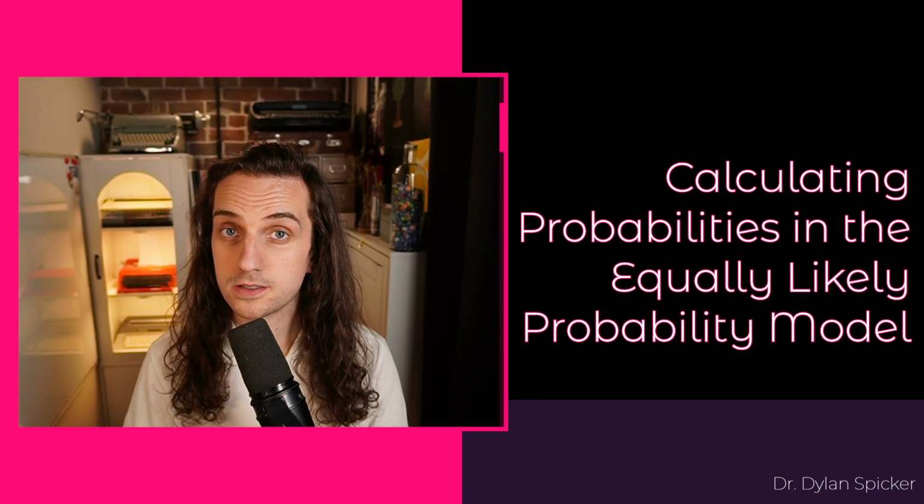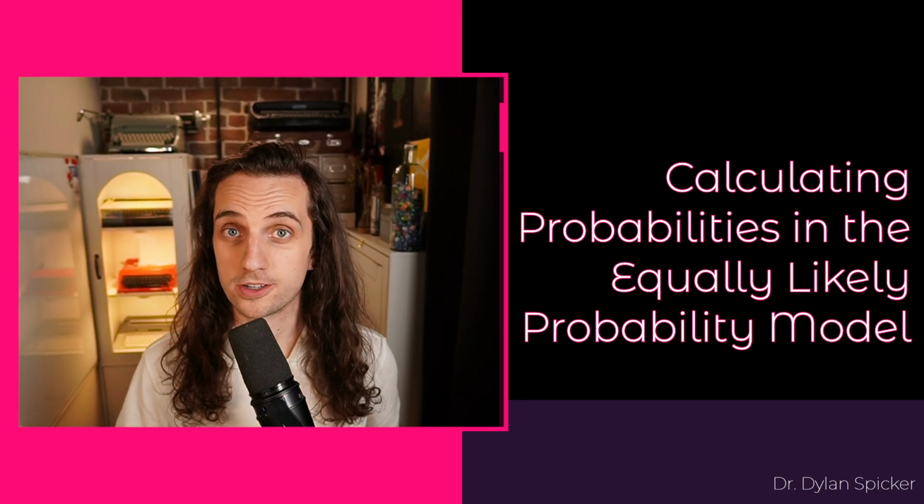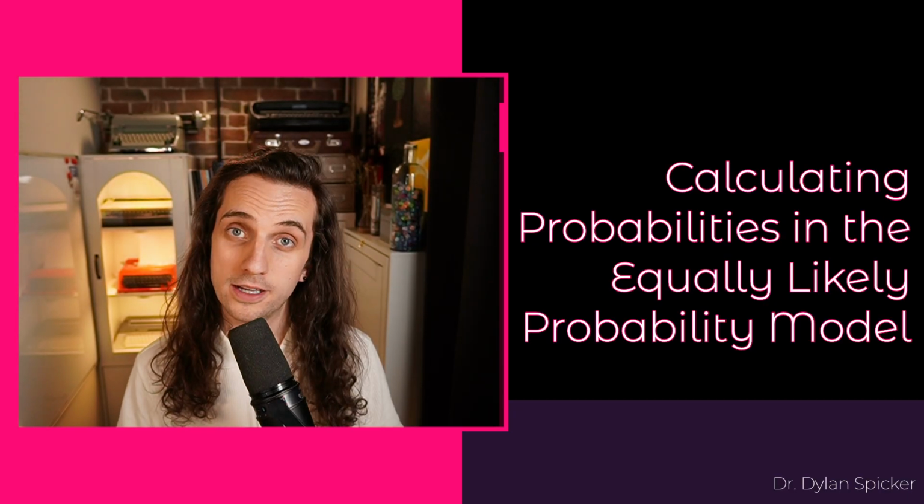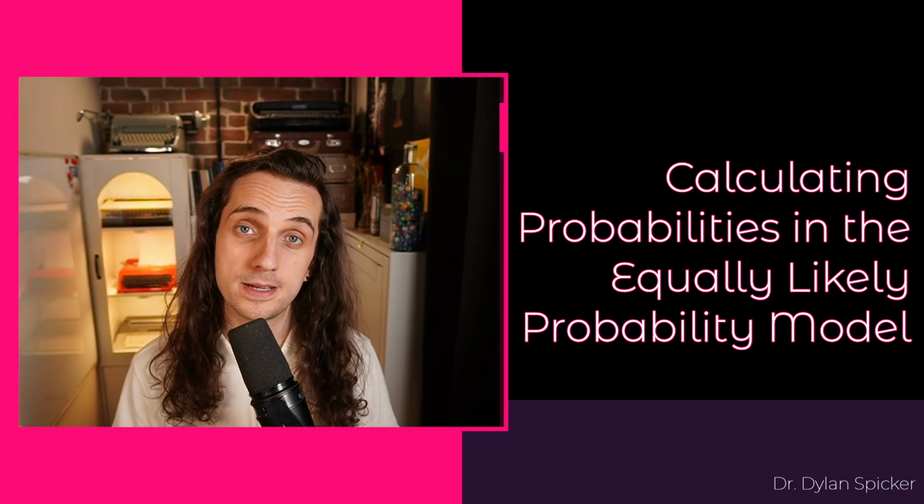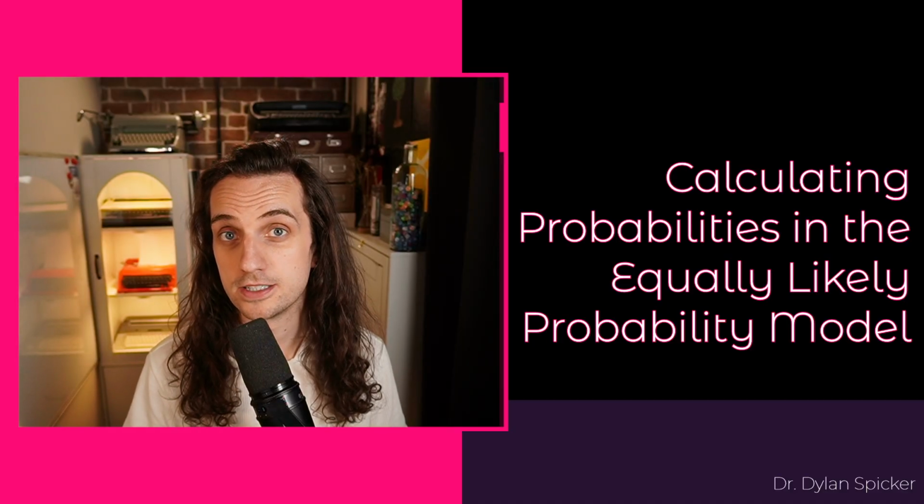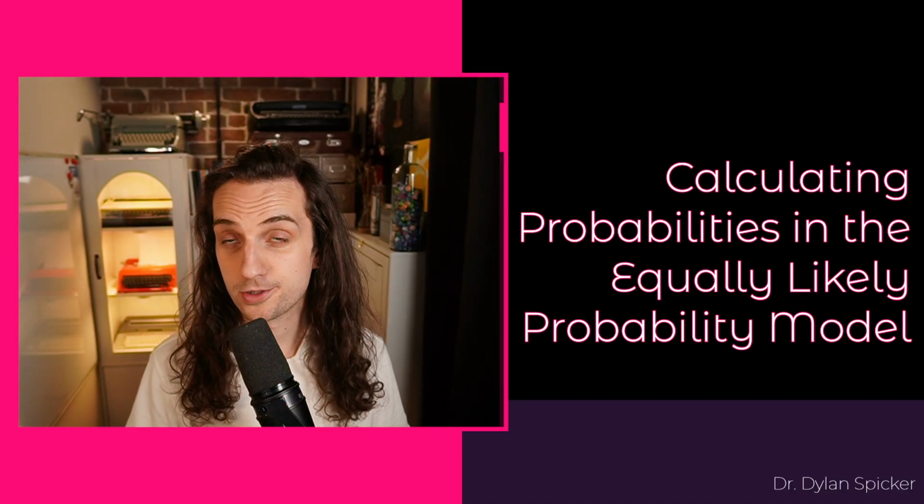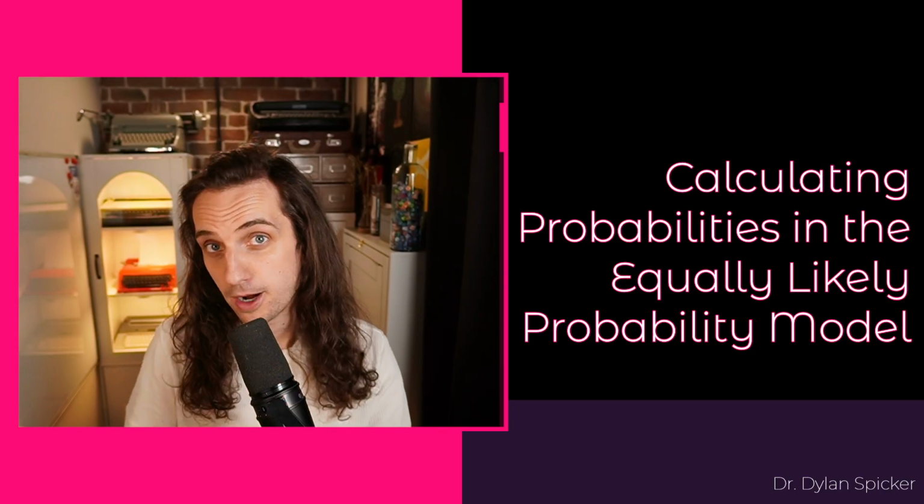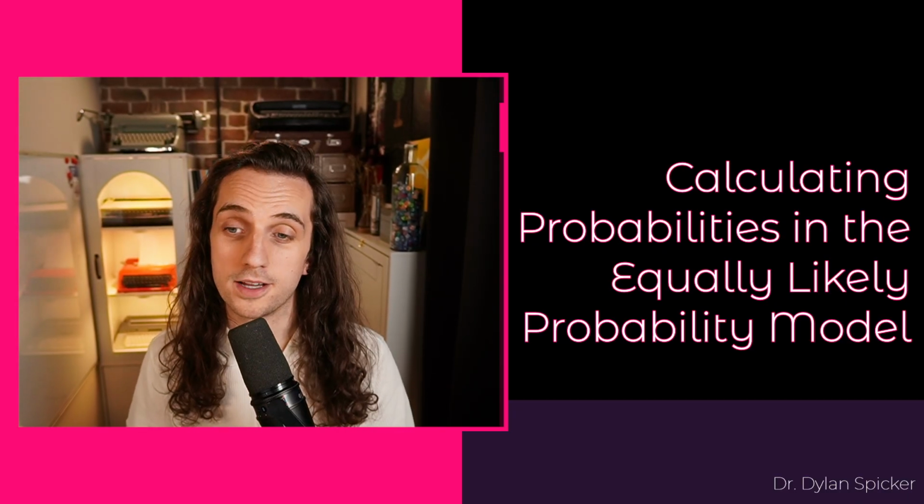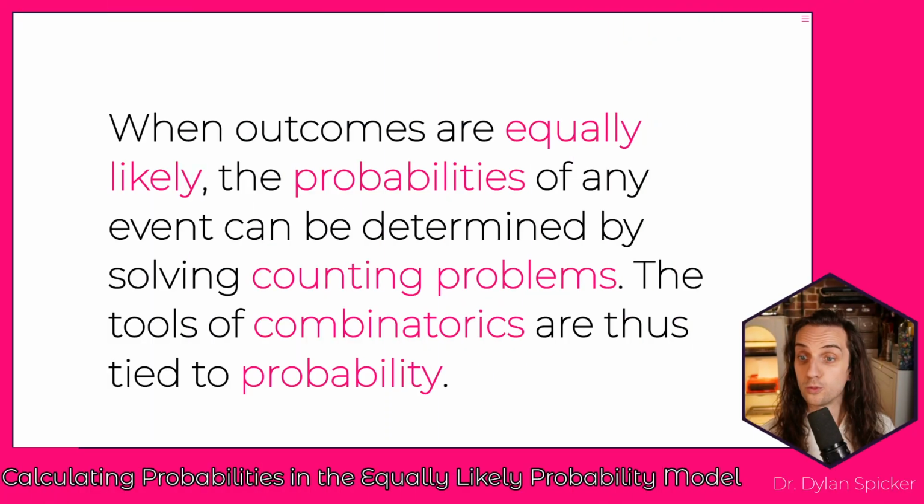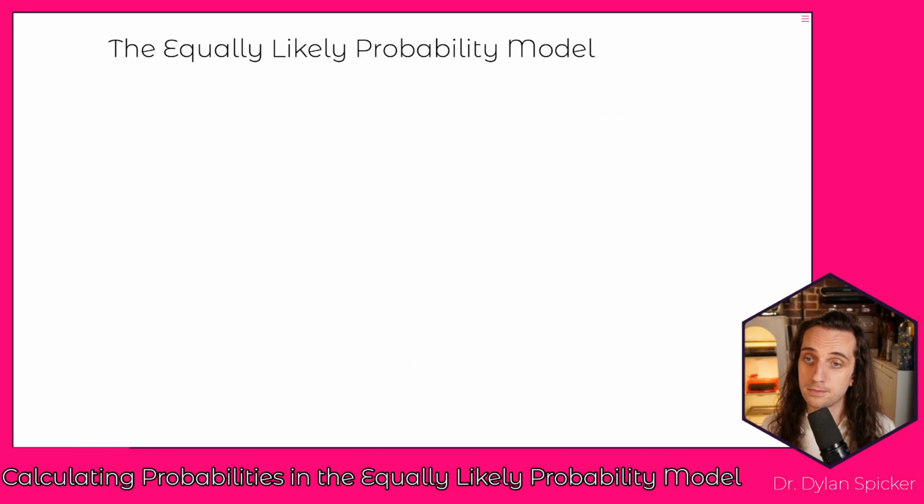Whenever we have a statistical experiment where the outcomes in it are equally likely, if we want to calculate probabilities for this experiment, then ultimately what we're trying to do is to solve combinatorial style problems. So problems of probability become problems of counting. So when our outcomes are equally likely, probabilities of any event can be found by solving counting problems using techniques from combinatorics. And this makes combinatorics tied quite closely to probability.